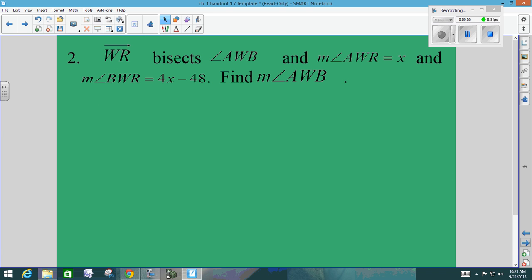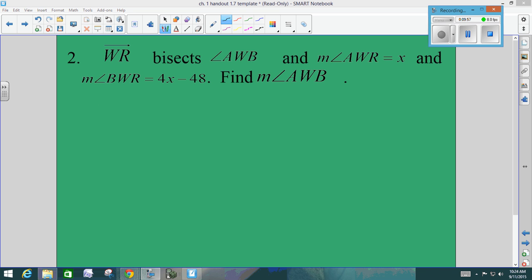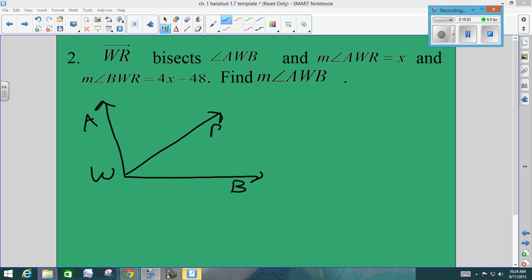If you haven't started, I think most of you have it here. Angle AWB is being bisected by ray WR. Remember, if you see that word bisect, you have to mark something congruent. In this case, we're getting two congruent angles, cutting something into two congruent parts. Then it tells us that the measure of angle AWR equals x, and the measure of angle BWR is 4x minus 48.